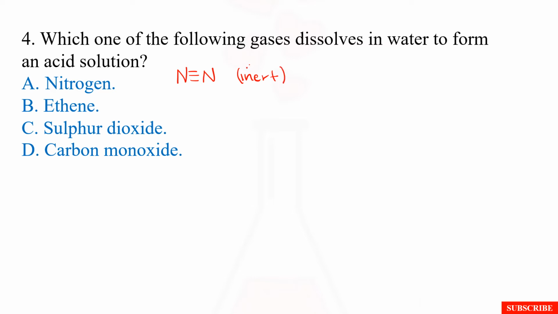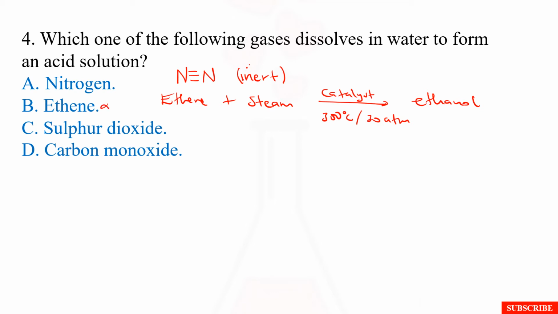However, when you look at ethene, ethene will also not dissolve in water. However, ethene can be induced to react with steam in the presence of a catalyst, a phosphoric acid catalyst, and high temperatures and pressures. It can easily form an alcohol, which is ethanol. However, with normal water, we shall say ethene will not dissolve in water too.